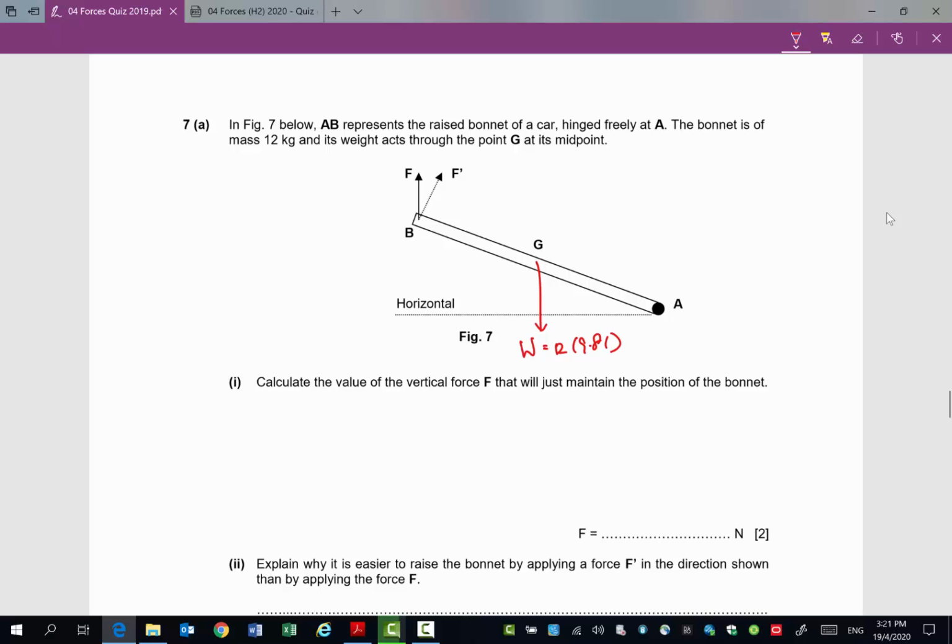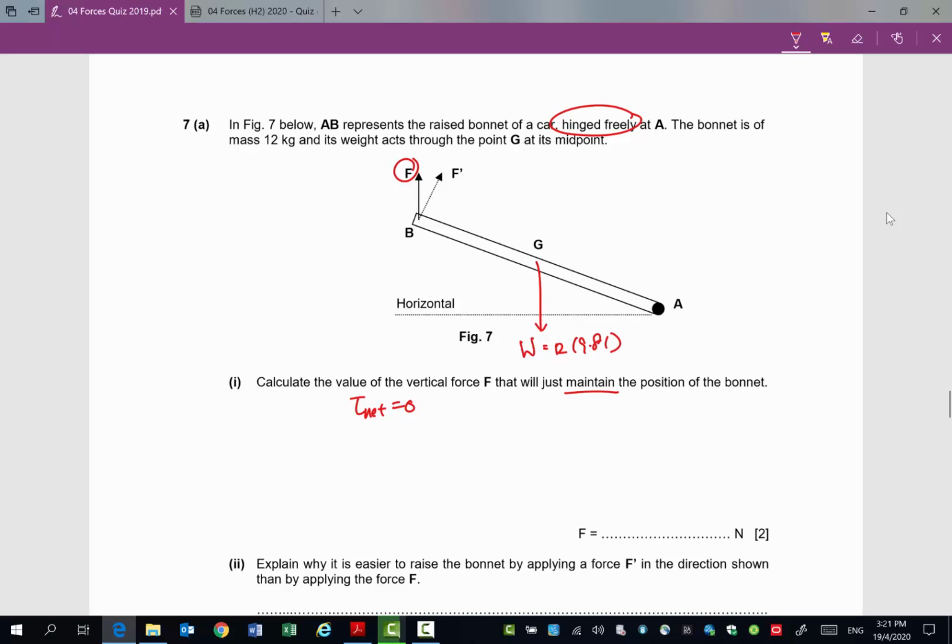Okay. And then for part 1, we need to calculate the value of the vertical force F that will just maintain the position of the bonnet. So of course, to maintain the position means the net force must be 0 and also the net moment must be 0. And for this question, given the hint that it is hinged freely at A, it is more likely than not that we need to use moment to solve. So let's attempt using moment first. The net torque should be 0, okay, to maintain equilibrium.